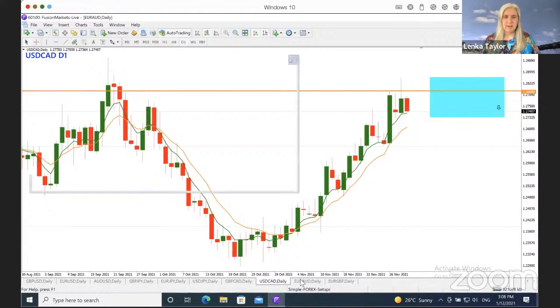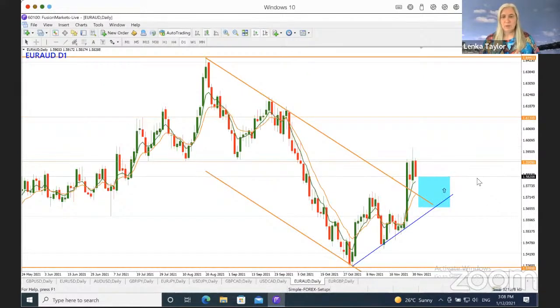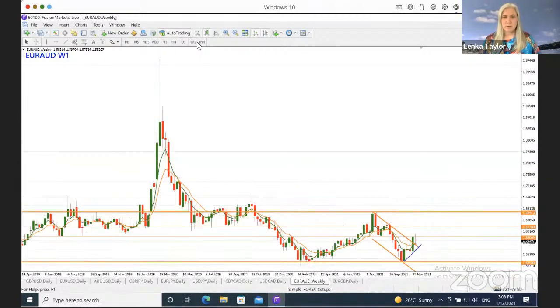Next currency pair I'm looking at is EURAUD. And EURAUD, I'm looking for long. So on the weekly, we're at, well, just about halfway. So not ideal. Would prefer to enter at the bottom or at the top of a range. So at the moment being in the middle, not ideal.